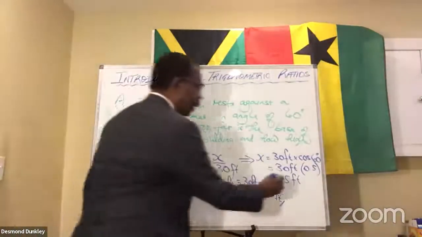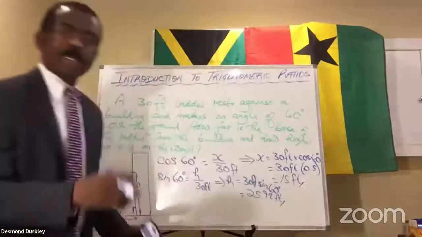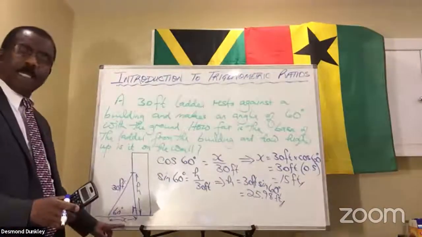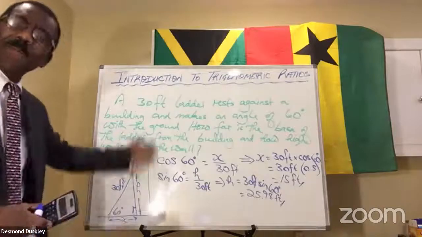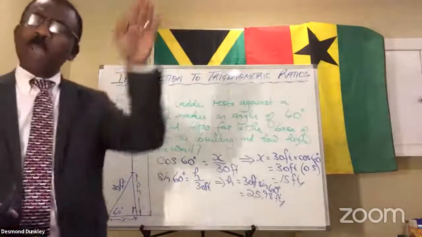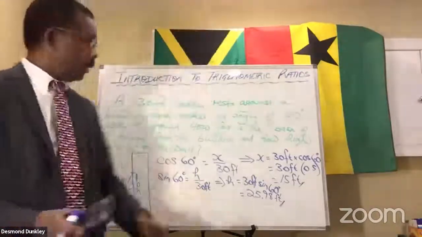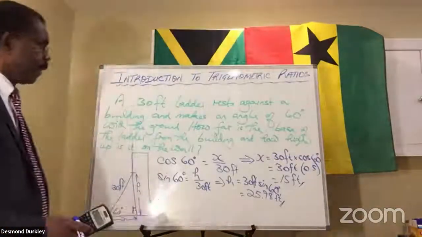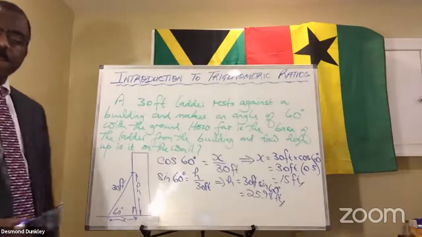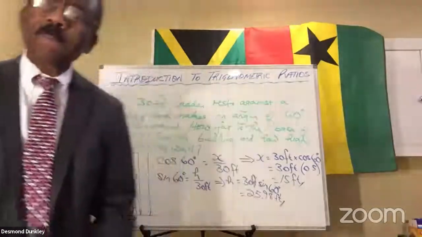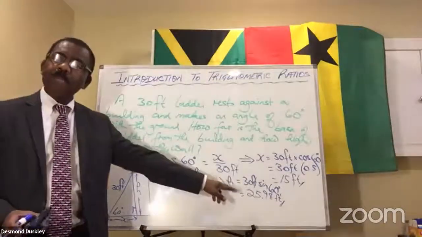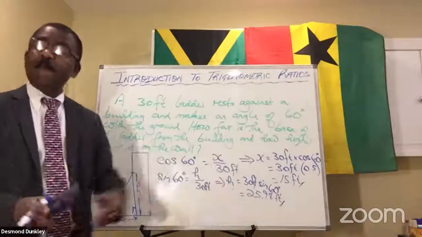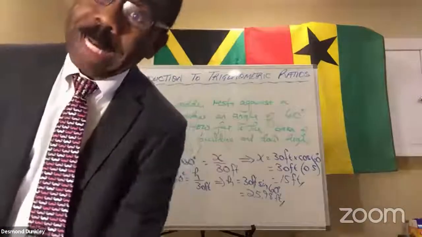So we got the distance from the base is 15 feet, and the height on the building, so it could be a window that you're trying to get into, is 25.98 feet. Okay? And now the question is, if I had used the Pythagorean theorem, would I have gotten the same answer of 25.98? And my response is, let's try and see.